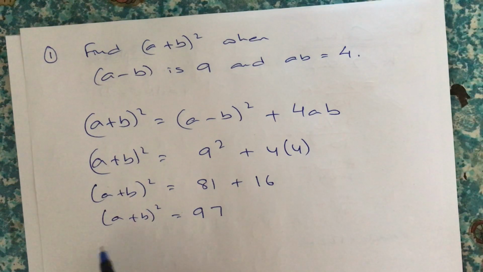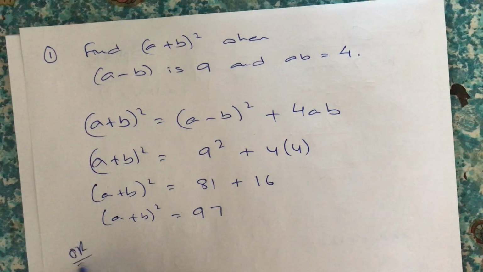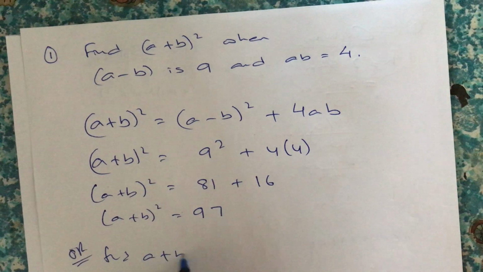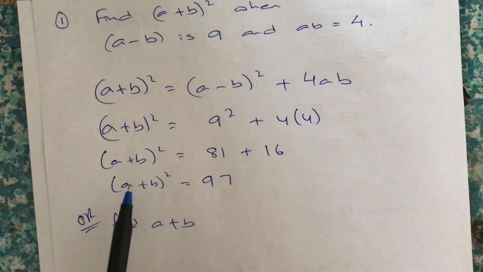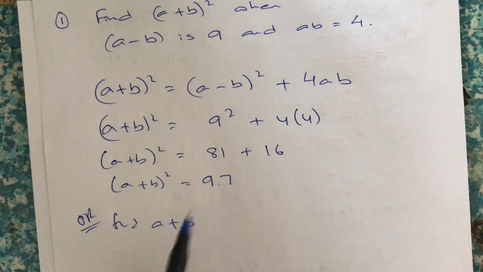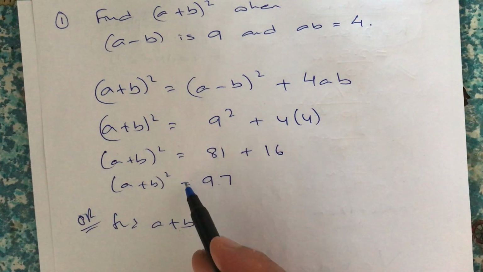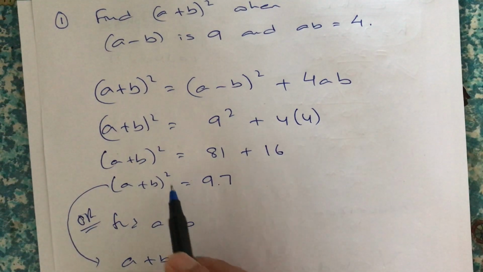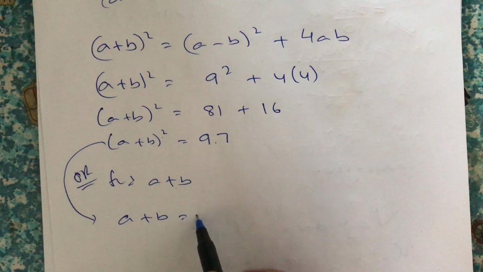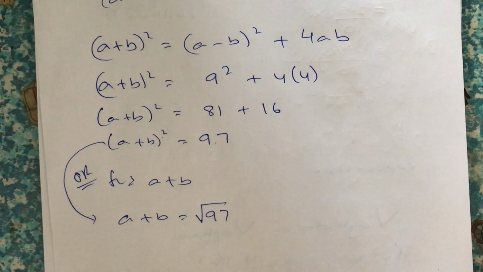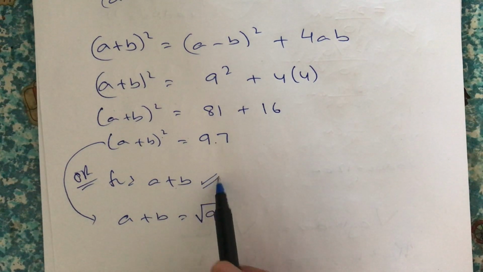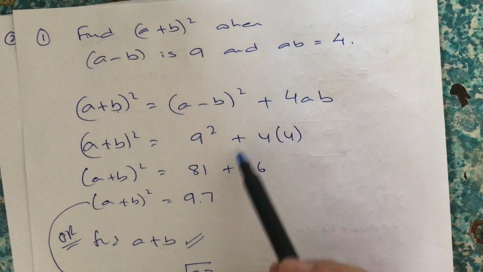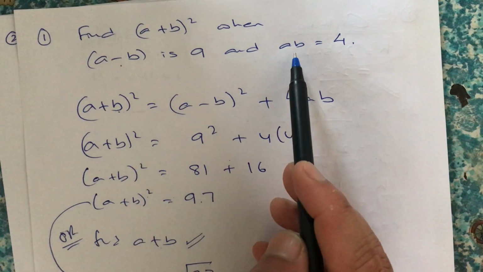Now in the same question, instead of asking to find (a plus b) whole square, the question could have been to find only a plus b. If it says (a plus b) whole square, this is the answer. But if it says a plus b, I still have to use the same formula. It's just that in the next step, if I remove the square over here, I'll have to put a root. So even if a plus b is asked, I still have to use the same formula if a minus b and ab are given.